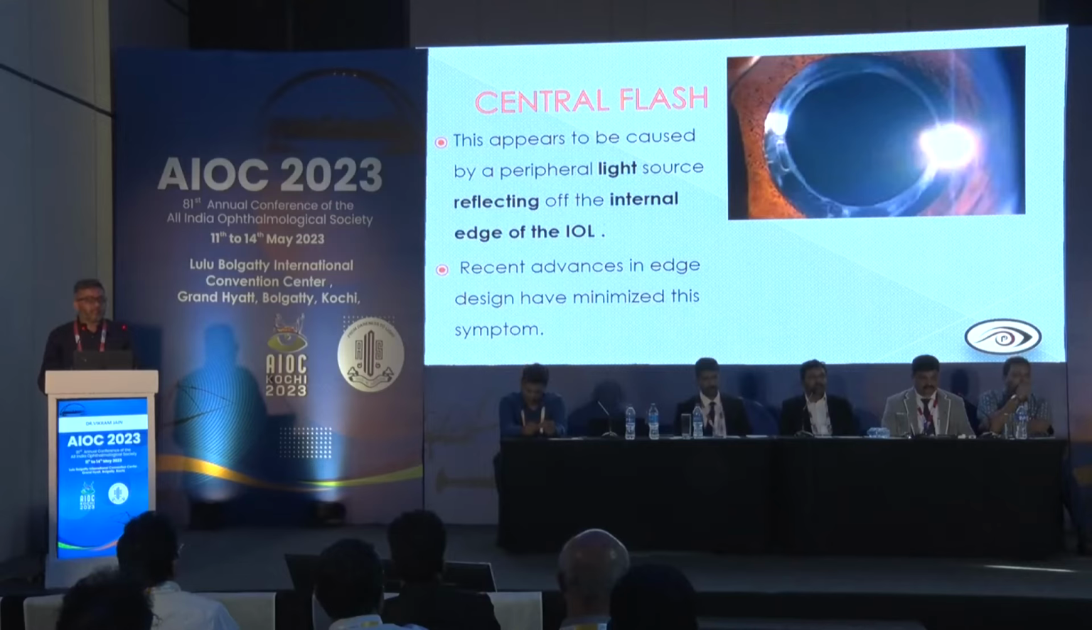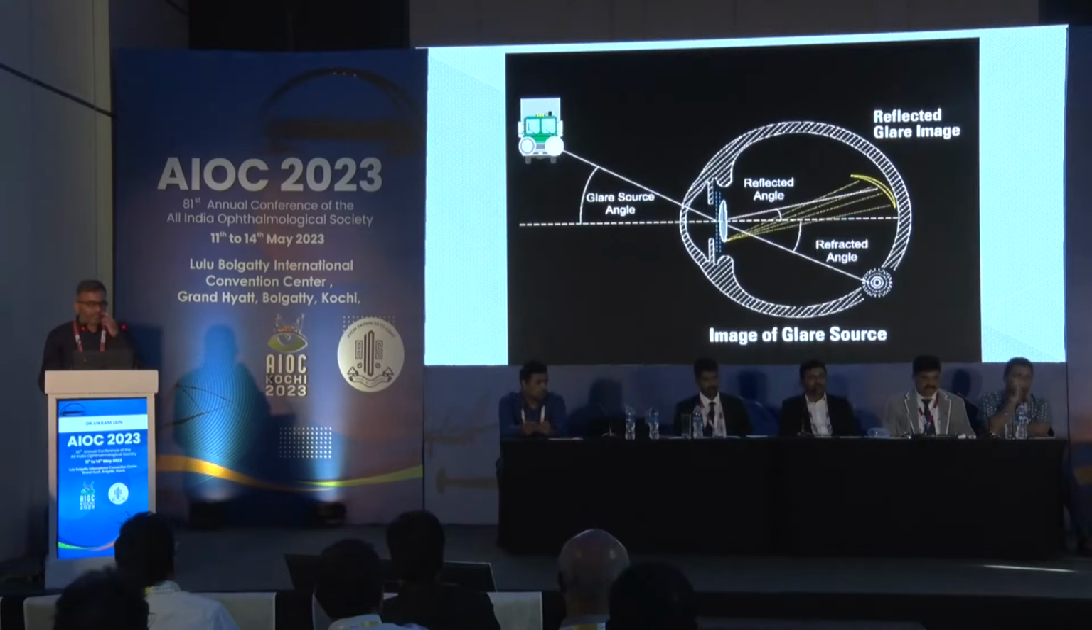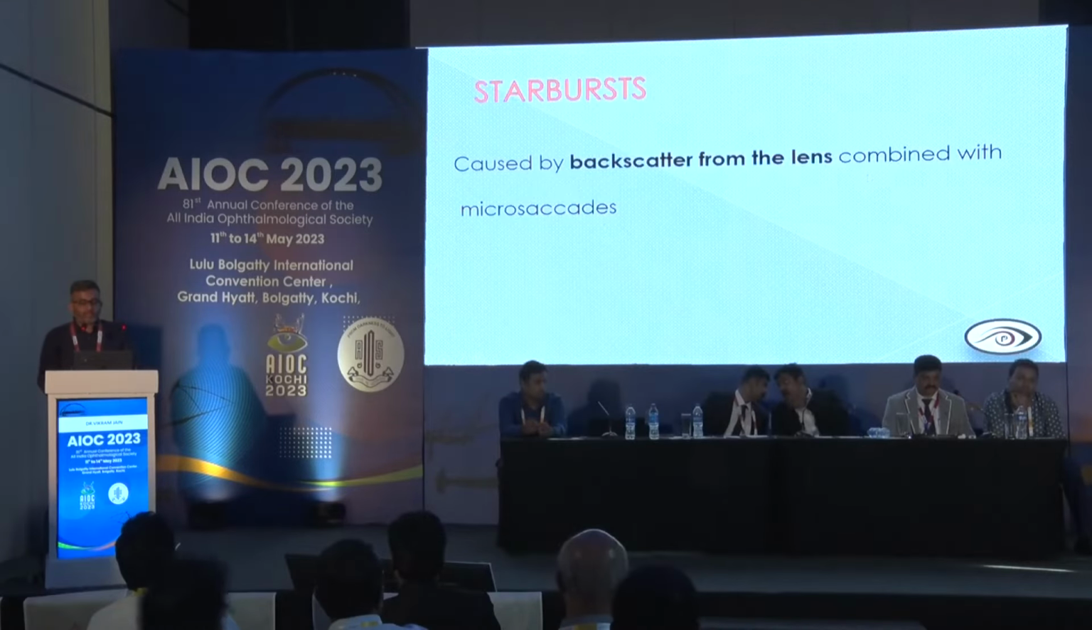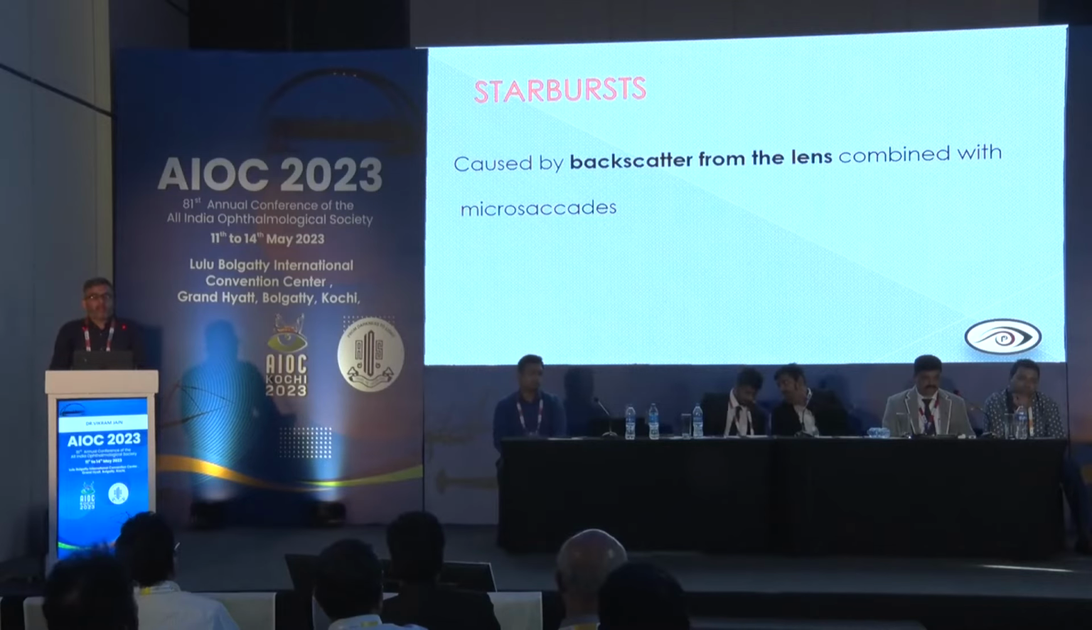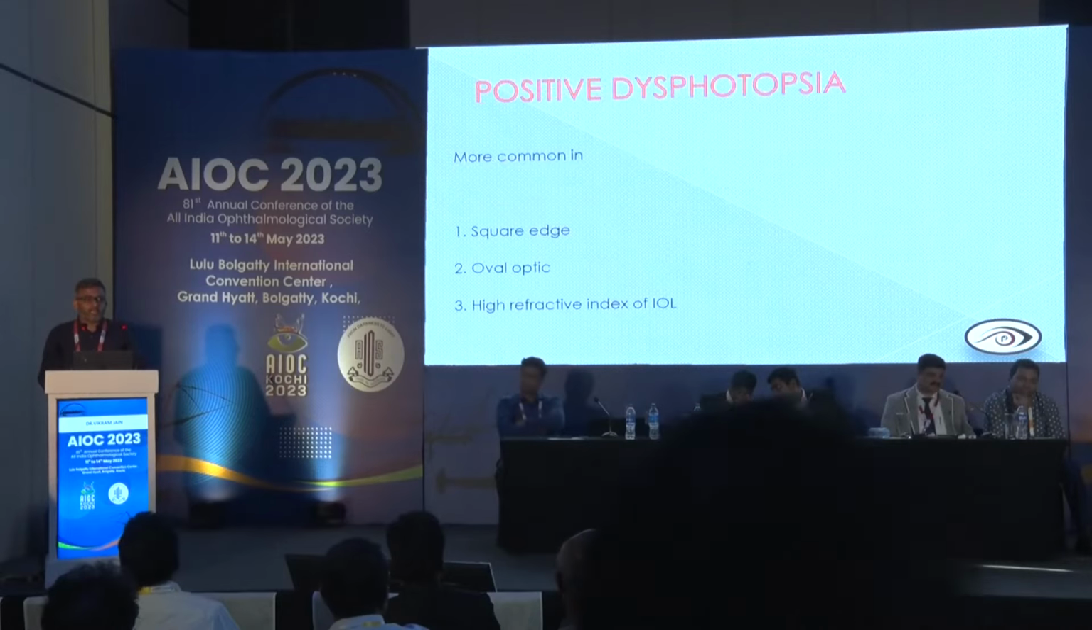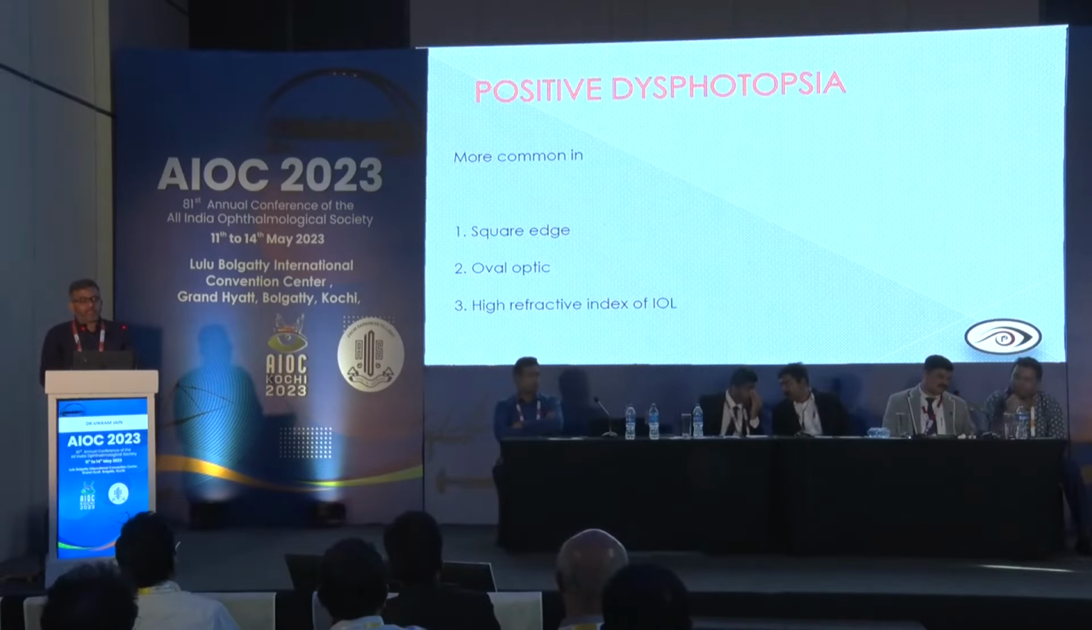Central flash, sometimes the patients complain about. This is because of a total internal reflection at the edge of the IOL. Again, the IOL manufacturers have made changes to the square edge lenses to reduce this. So here what's happening is that light is coming, hitting the peripheral edge, which is getting reflected inside, causing this central flash. Starbursts are when a backscatter from the surface of the lens causes multiple small spots in their vision. So these positive dysphotopsia are more common in square edge IOLs.